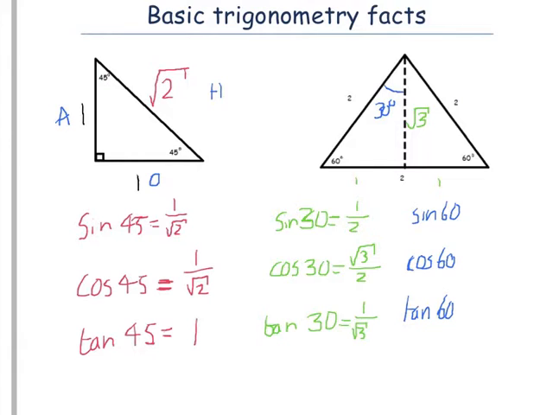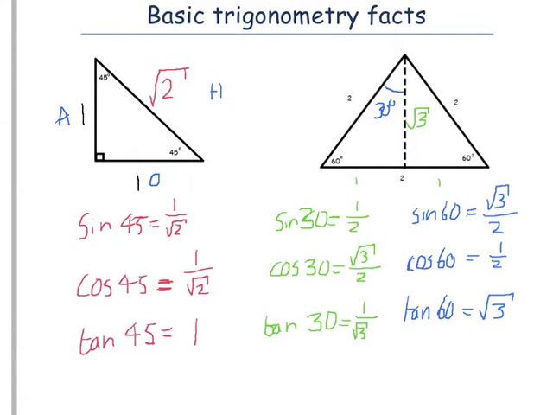Now, let's use exactly the same triangle, but this time to find sine of 60. So now we're looking at this angle, which makes this the opposite, and this is the hypotenuse. So that's root 3 over 2. The cos is going to be the adjacent, which is 1 over 2, and the tan is going to be the opposite, which is root 3 over 1, which is just root 3.